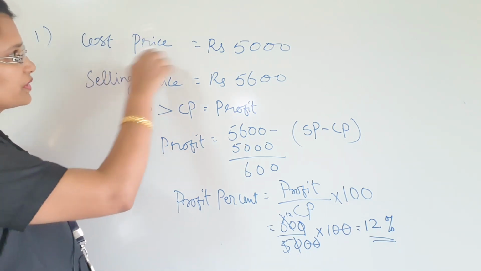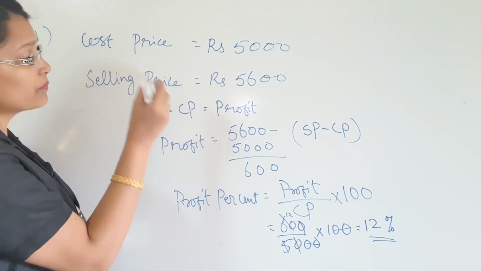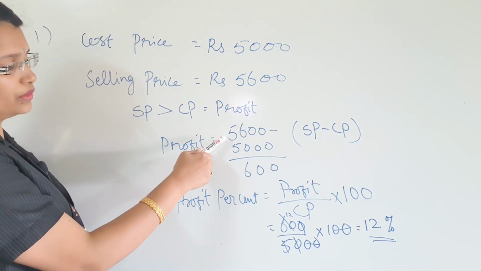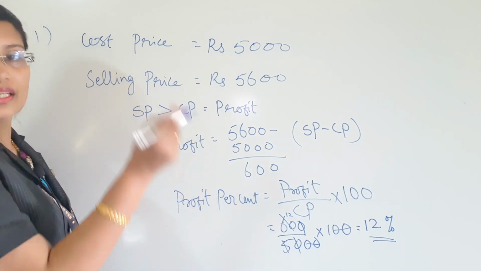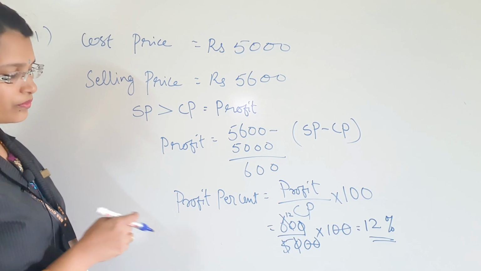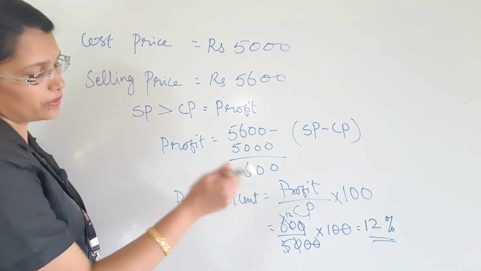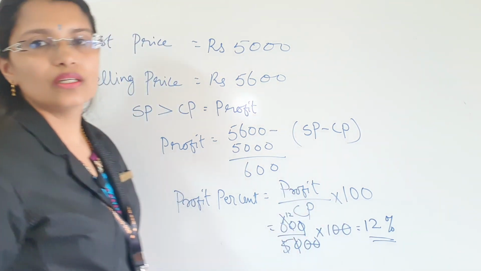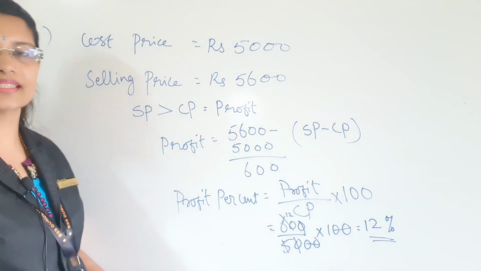Okay, so first write cost price, then selling price. If the selling price is greater, you will get profit. If the cost price is greater, you will get loss. Okay, then find out profit percent. Profit percent equal to profit by CP into 100. Is this clear, children?